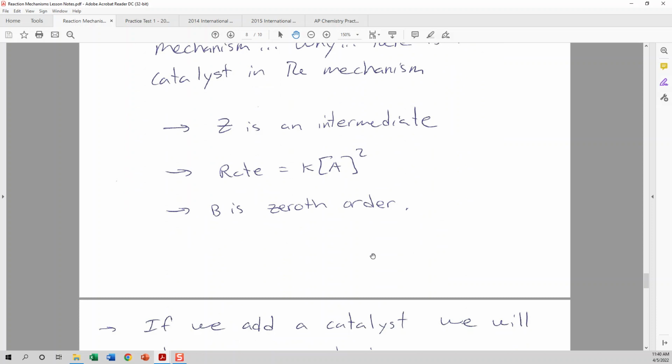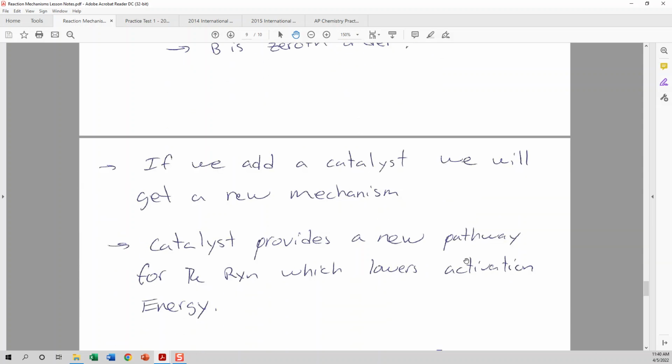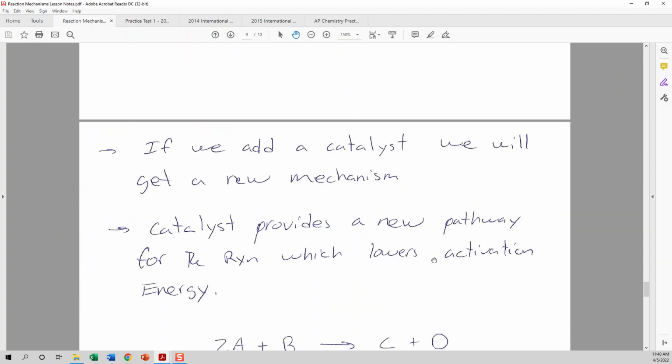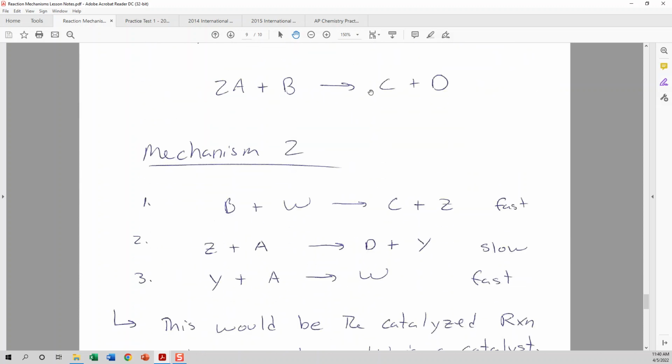So let's show. If we add a catalyst, we get a new mechanism. A catalyst provides a new pathway for the reaction. It lowers the activation energy, so it speeds up the overall reaction, but the way it does it is to provide a new pathway, a new mechanism. So let's say that this was our mechanism for this reaction. It says B plus W yields C plus Z. Z plus A yields D plus Y. And then Y plus A yields W.